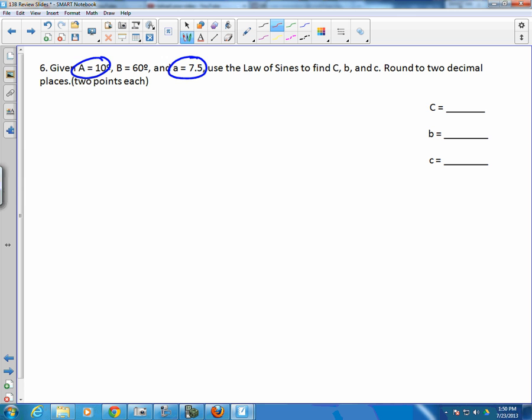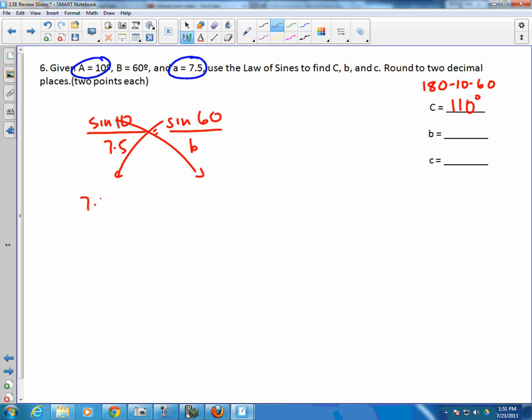When I do this, I just set up some equations. The first thing I can do is find angle C, because if you know two angles in a triangle, you know the third. If two angles are 10 and 60, the third angle is 110. So 180 minus 10 minus 60 is 110. In this particular problem, I'm going to find side b first, and the setup is simple. It's sine of A over little a, sine 10 over 7.5, equals sine of B, sine 60, over little b. The only variable in the problem is little b. Cross multiply and solve. These are just proportions that you solve by cross multiplication.